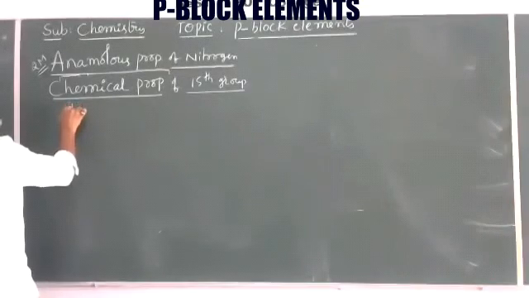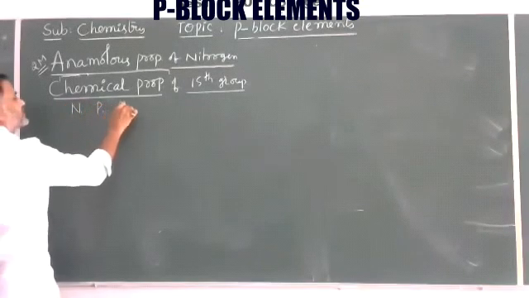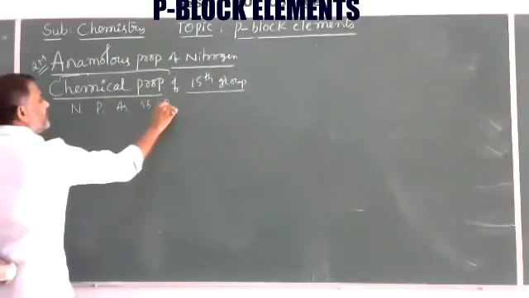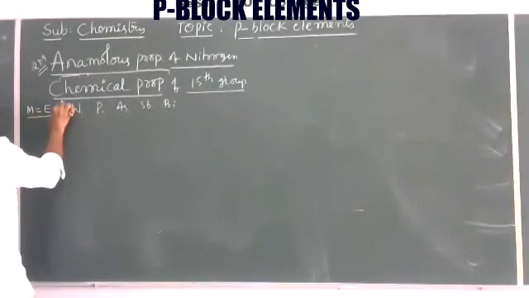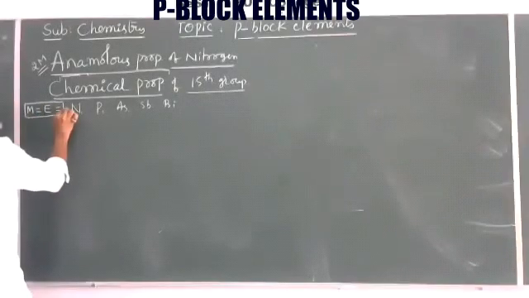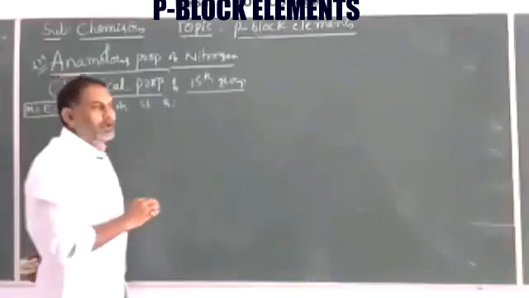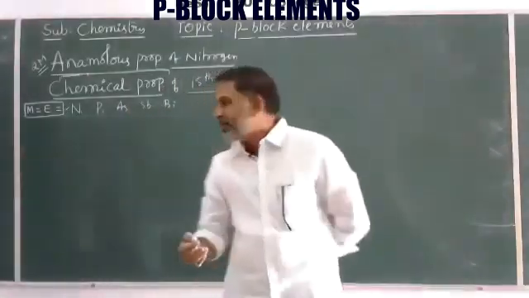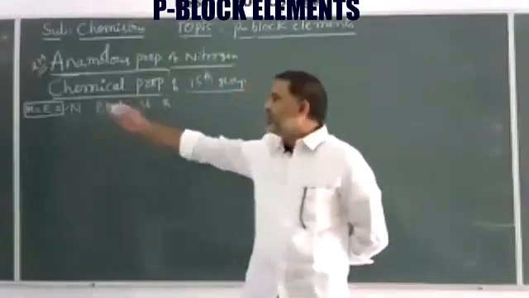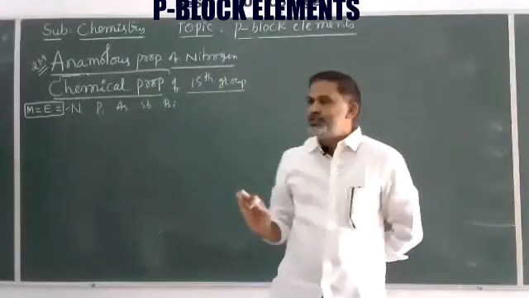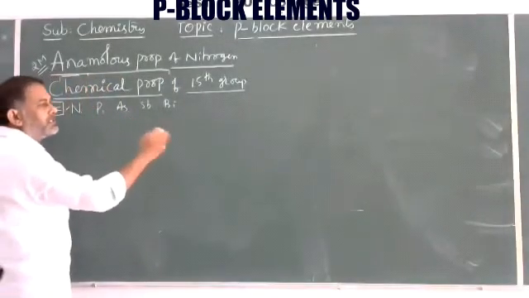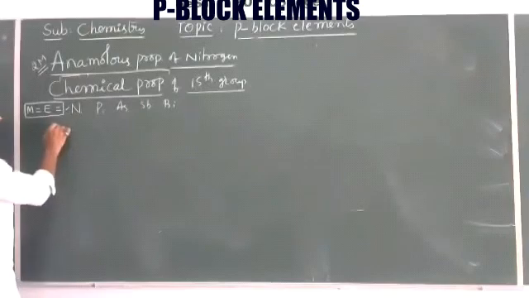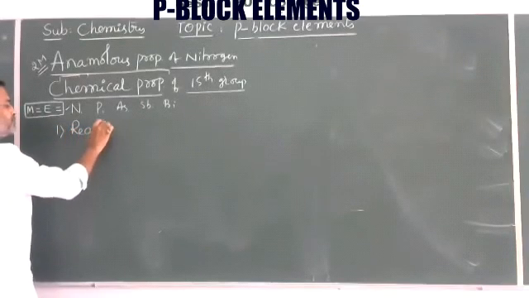In 15th group elements like nitrogen, phosphorus, arsenic, antimony and bismuth, these are generally denoted by the symbol E. Elements are also denoted by M. Wherever symbols are used, better use E or M for 15th, 16th, 17th or 18th group elements, like nitrogen, phosphorus, arsenic, antimony and bismuth. Now in our textbook, reactivity towards hydrogen is given first, but first I'll explain reactivity towards metals.